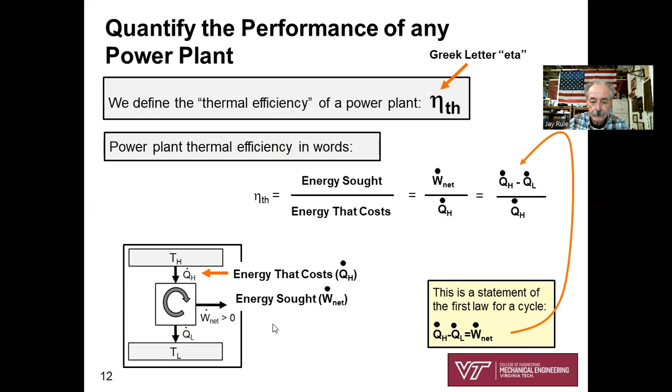All right, let's move on. Back to the schematic: the energy that costs is Q dot H, the energy sought is W dot net. All right, I declare you an expert in thermal efficiency analysis of power plants.